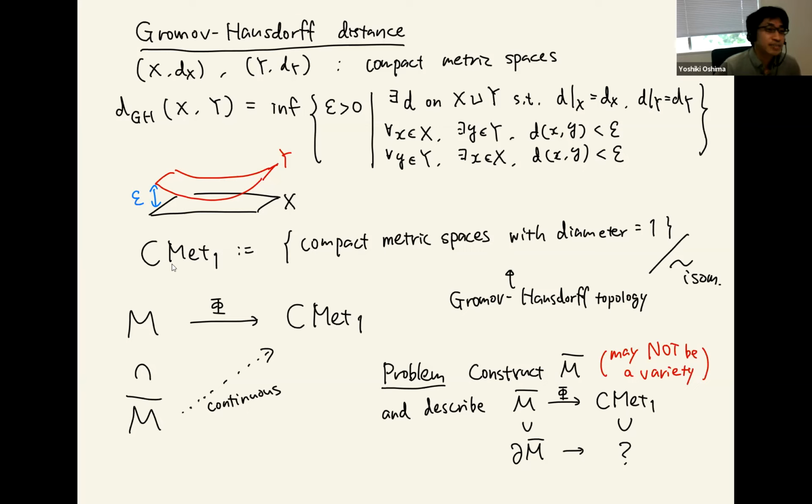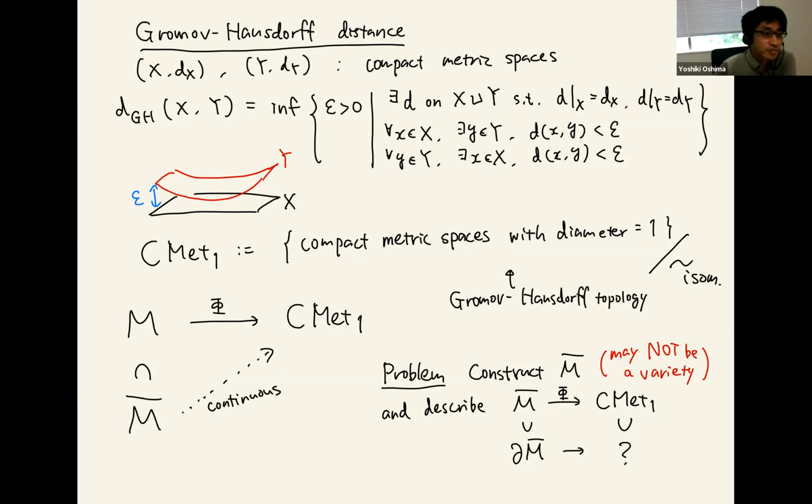And then we define CMET1, to be all compact metric spaces with diameter equal to 1 up to isometry. And so by the Gromov-Hausdorff distance, for any two metric spaces, we have a distance. So CMET1 becomes a metric space, and its topology is called the Gromov-Hausdorff topology.